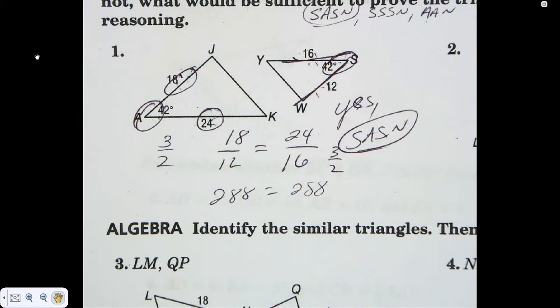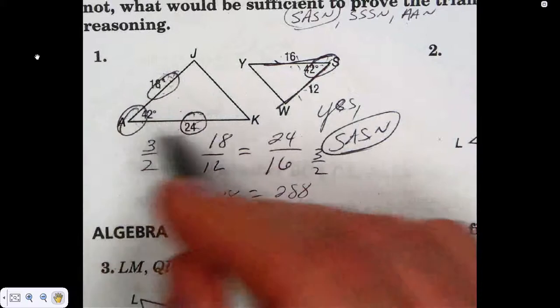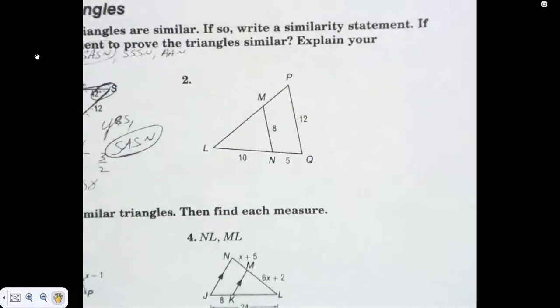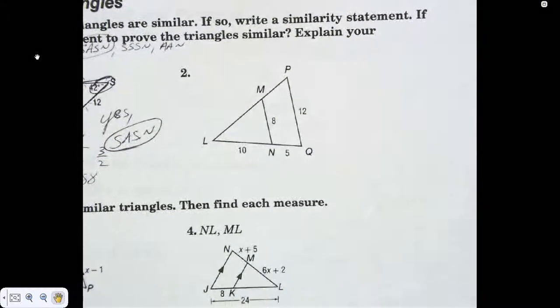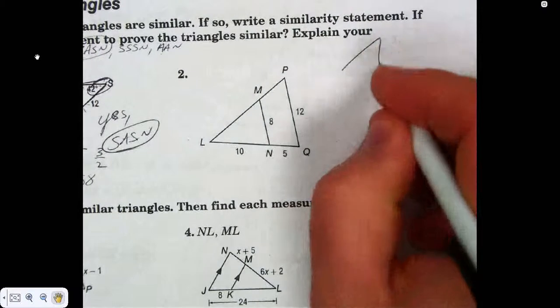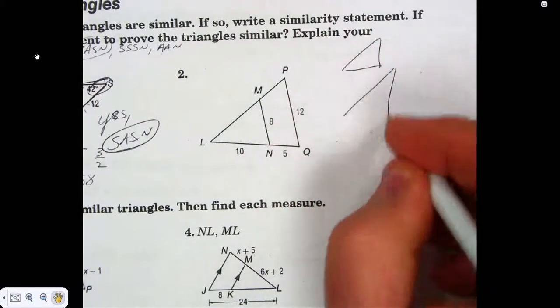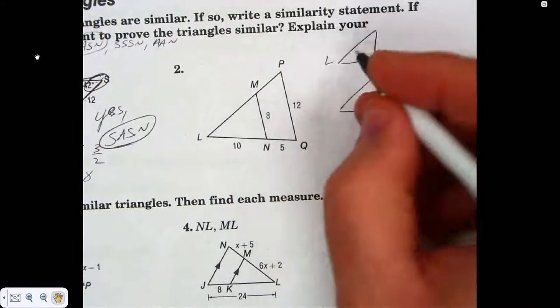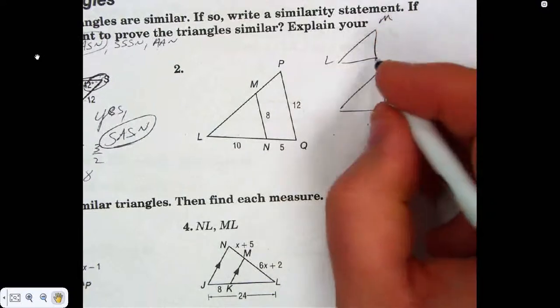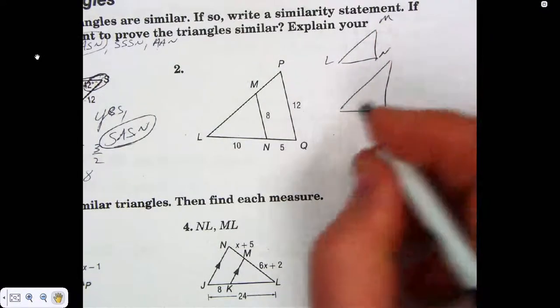Do you see a little bit why this was side angle side? On this one, you know why this one's hard? It's because it's one triangle on top of the other. If you were to draw it like this, label your sides. This would be L, M, right? And that would be N.